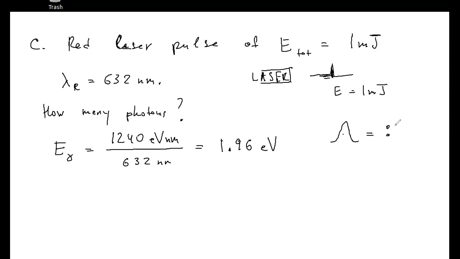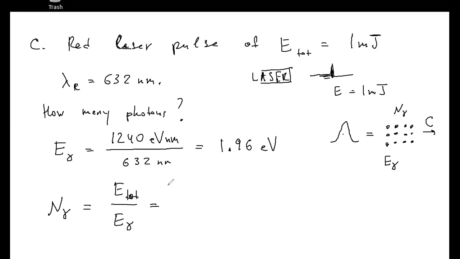Then, you have a pulse. This means you have a bunch of photons. They move at the speed of light, and each photon has energy E gamma. The total energy of the pulse is 1 millijoule. How can you find the number of photons? Divide the total energy of the pulse by the energy of one single photon.